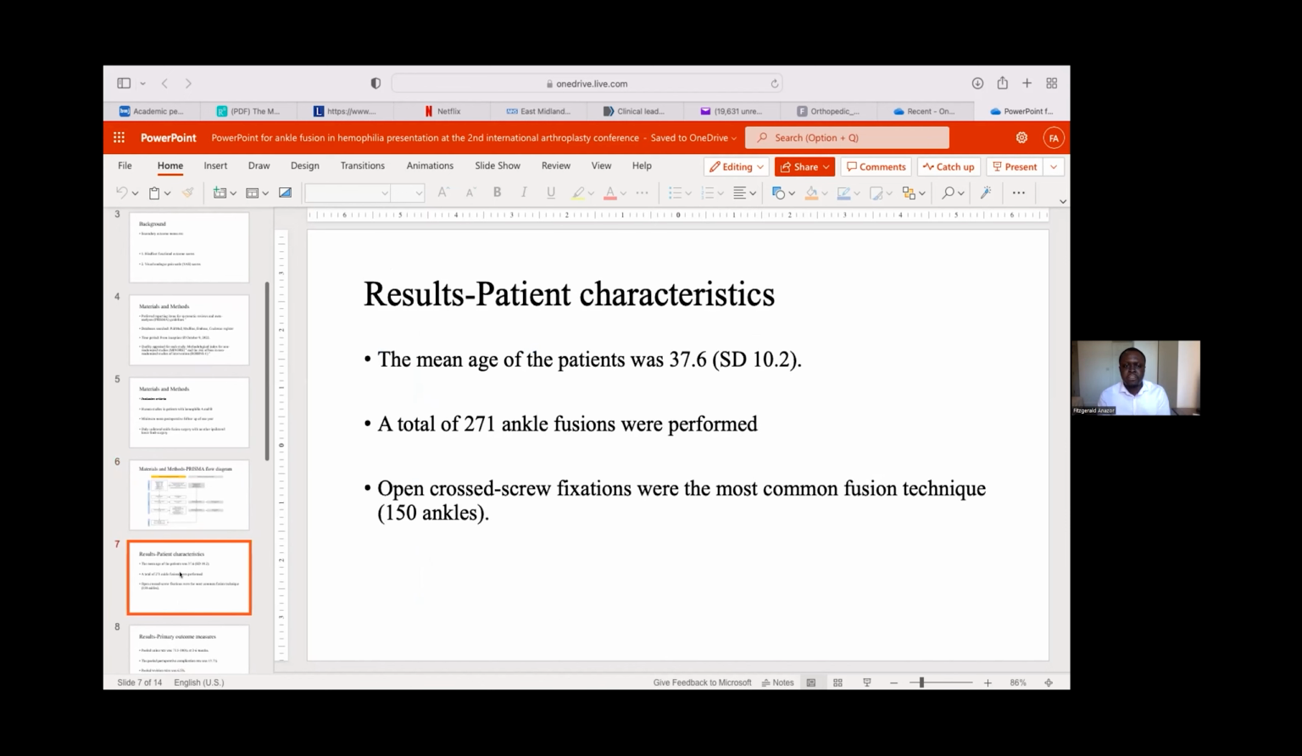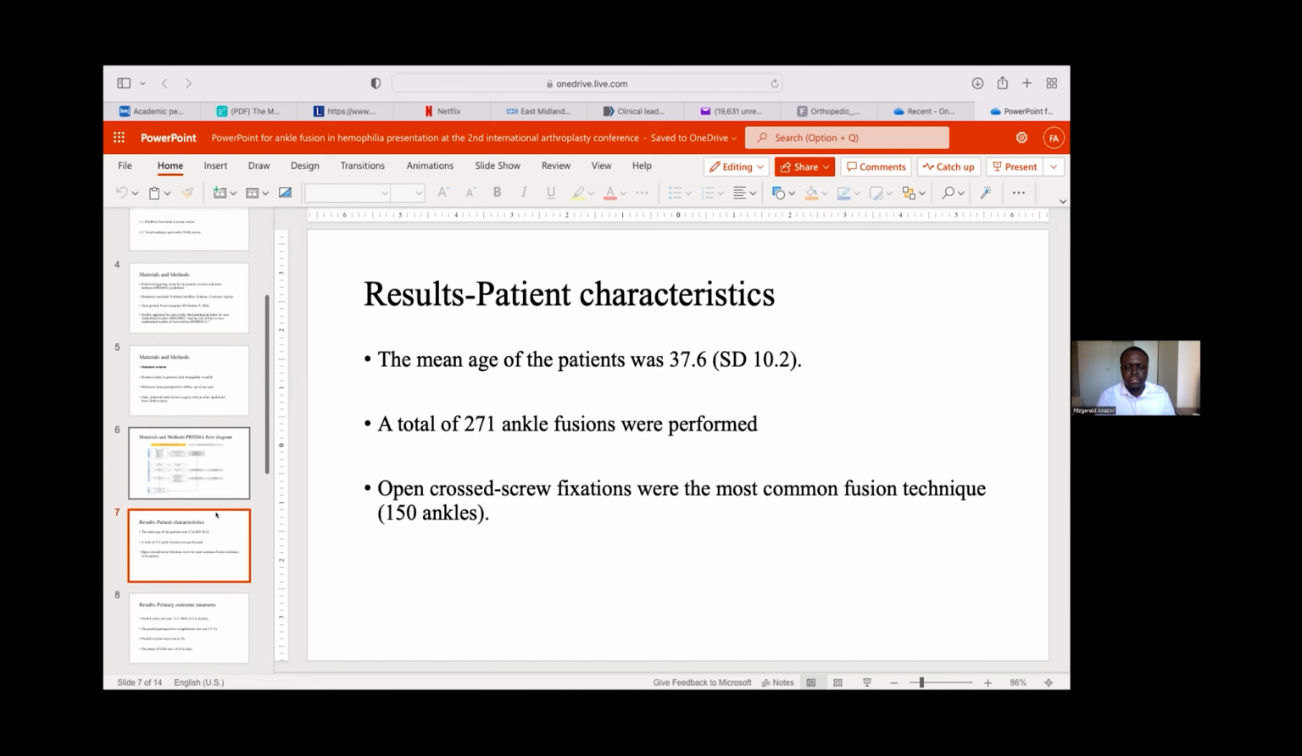For the patient characteristics, the mean age of the patients across the 17 studies was 37.6, with a standard deviation of 10. A total of 271 ankle fusions were performed across the 17 studies. The most common fusion technique was cross screw fixation, usually with at least 2 screws, and this was reported in 150 ankles.